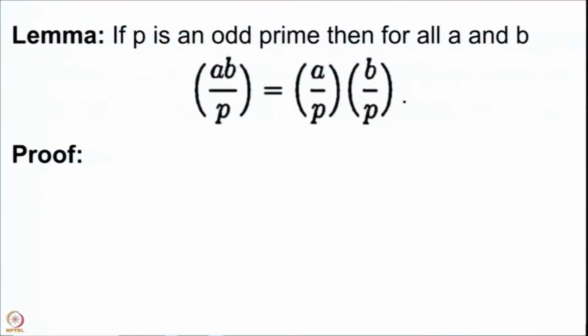So, this is the first lemma that we have in that direction. We start with an odd prime p. Then for every a and b in the set of natural numbers, so you are taking a and b coming from N, we always have that the Legendre symbol of AB with respect to p is the product of the Legendre symbols of A and B with respect to p.